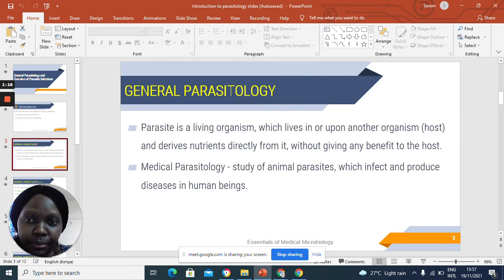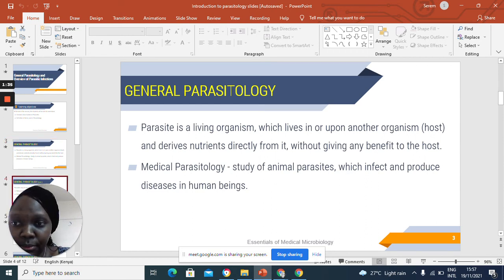A parasite is a living organism which lives in or upon another host and derives nutrients directly from it without giving any benefit to the host. In medical parasitology, we shall be dealing with the study of parasites which infect and produce diseases in human beings.